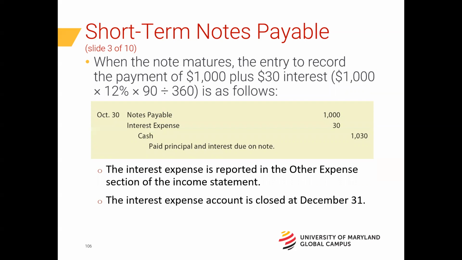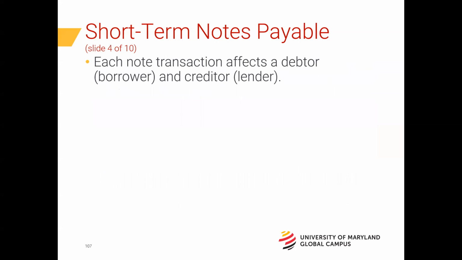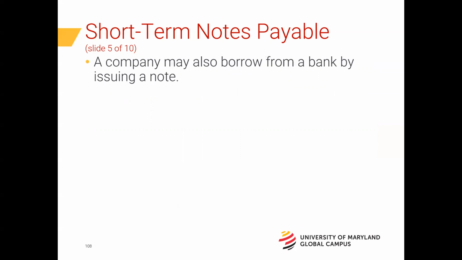The second transaction is when I go to pay my vendor. 12% interest, 90 days, looking at $30. So I debit my note payable, the original 1,000. I debit interest expense because now I'm paying $30 in interest on that short-term note payable. And I credit cash to reduce my cash by $1,030. So it's very similar to what we did with our customer. The difference is now it's us doing it.